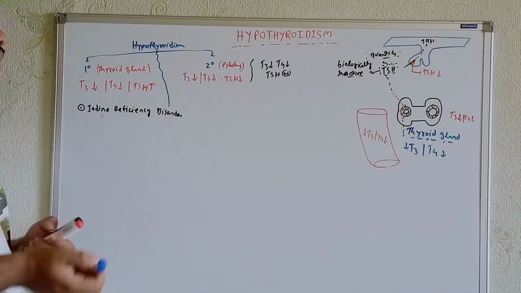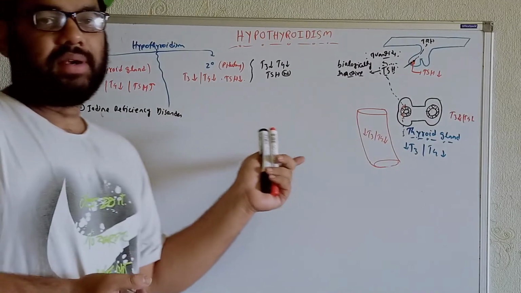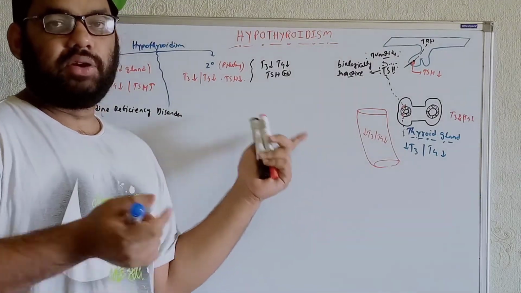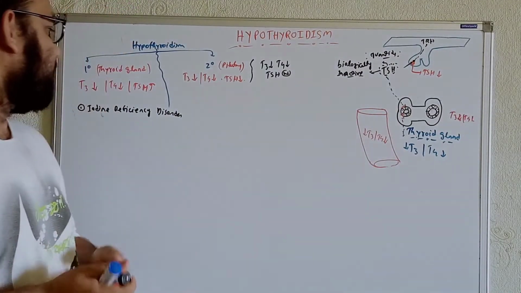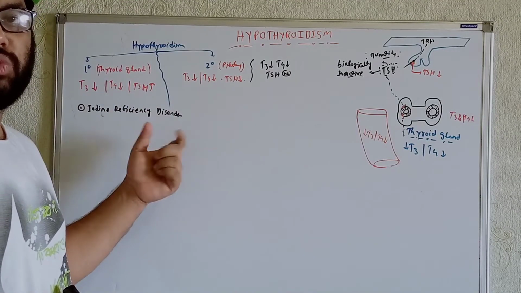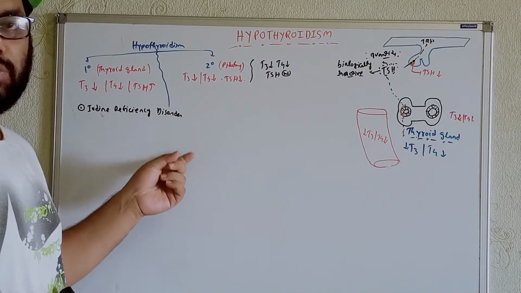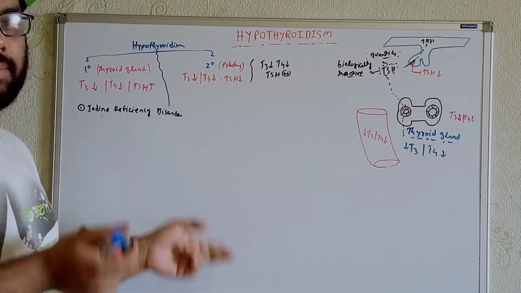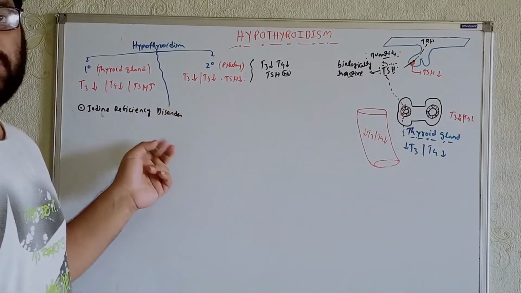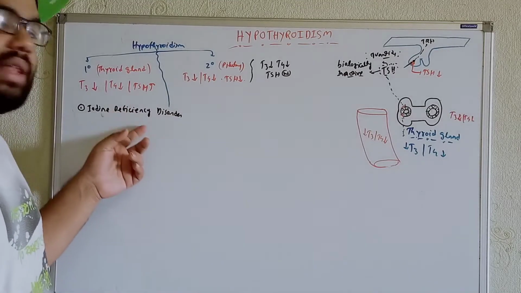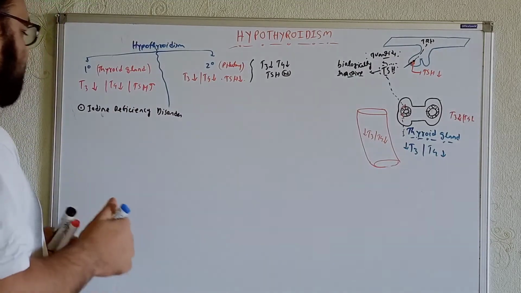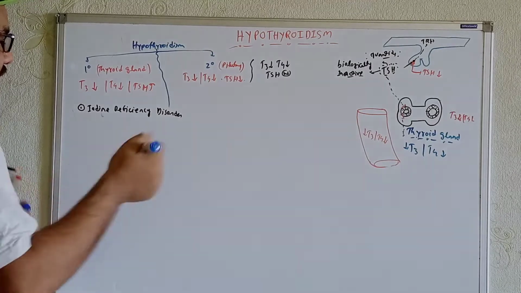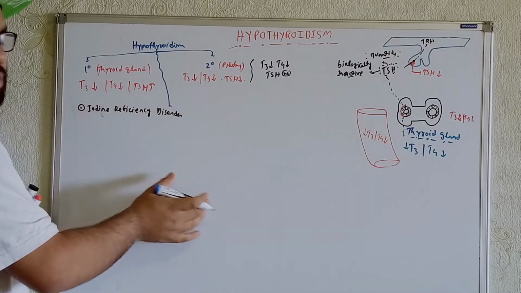To produce T3 and T4, as I have already explained in the physiology of the thyroid hormone, we get the attachment of the iodine molecule along with the tyrosine amino acid that is present within the thyroglobulin molecule. After the attachment we get the coupling reactions, then we get the production of T3 and T4. But if you don't get the iodine, definitely T3 and T4 will also be less. That is the first reason.